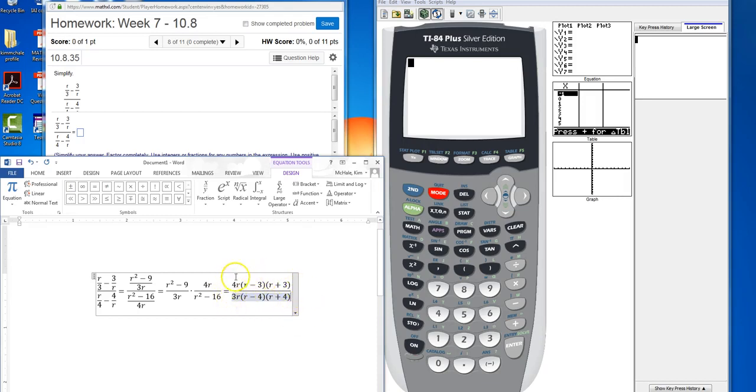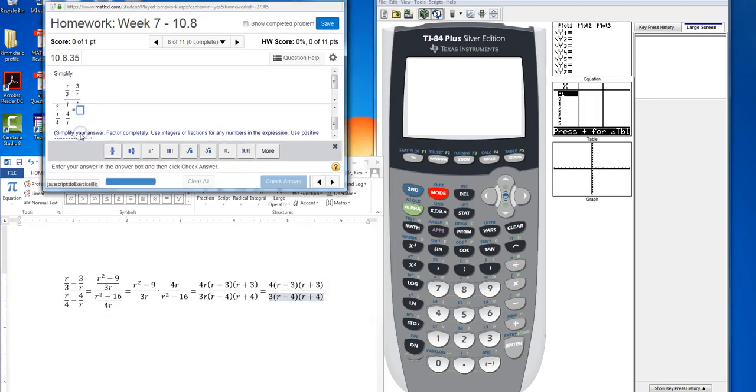My 4 and 3 cannot cancel. My r's can. Those are factors of the numerator and the denominator. So it looks like I can cancel those r's, which will give me a final answer of 4 times r minus 3 times r plus 3 over 3 times r minus 4 times r plus 4.